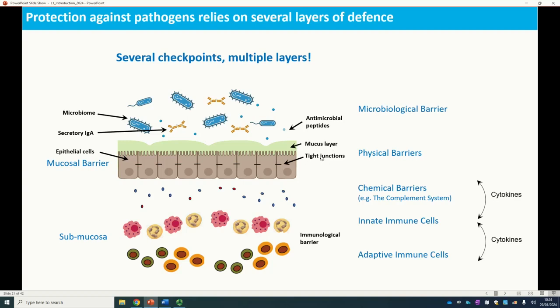If these physical barriers are breached, we have chemical barriers. An example of this will be the complement system that we'll talk about in the coming weeks. We then have the innate immune cells from the innate immune system. And should these fail, we have the adaptive immune cells. The actions of these are all coordinated through molecules that we call cytokines, so signaling molecules. So they're talking to each other. They're not operating independently, and that's a key thing to keep in your mind.